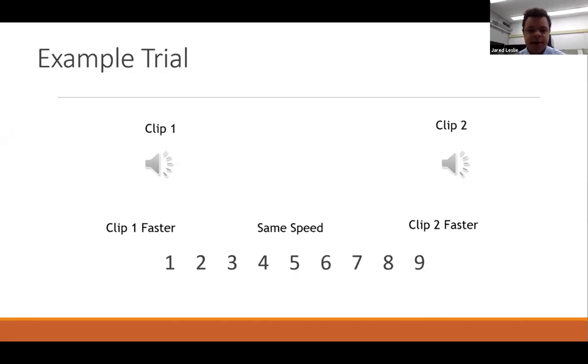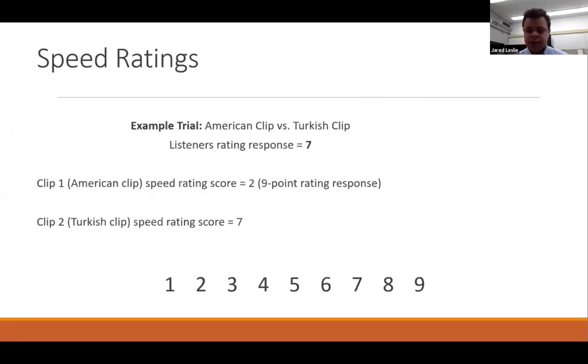All right. Now, how we got a measure of speed for participants in these preliminary analyses is we're implementing a speed rating analysis to demonstrate how participants' rating scores, using that same 1 through 9 scale, were indicative of their perception of the relative speed of the two clips they had just heard. So for this example, if they were listening to an American clip versus a Turkish clip, and they provided a rating response of 7, then the American clip would receive a speed rating score of 2, given that 9-point rating response, and the Turkish clip would receive a speed rating score of 7.